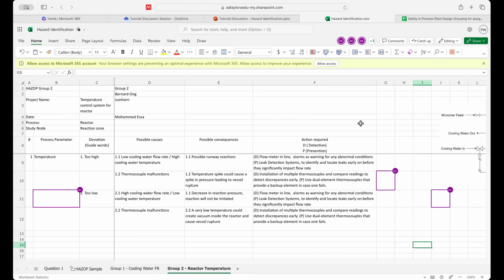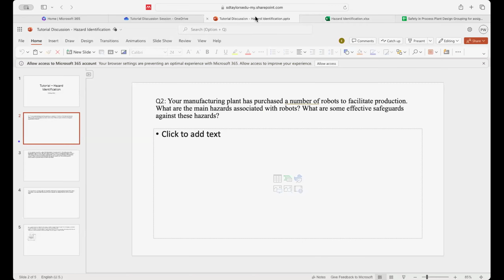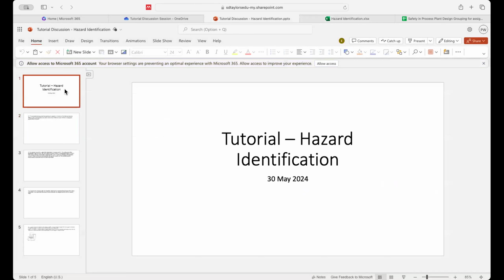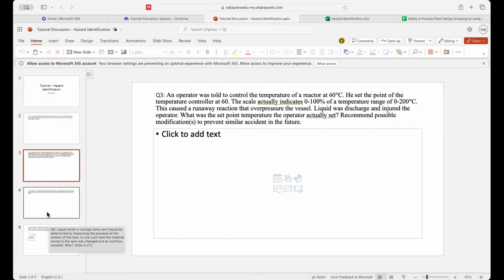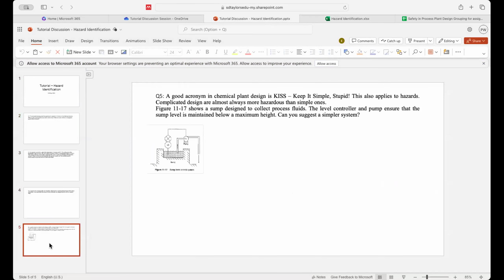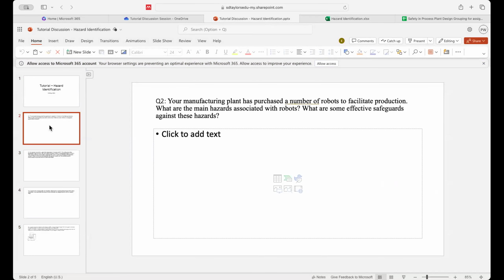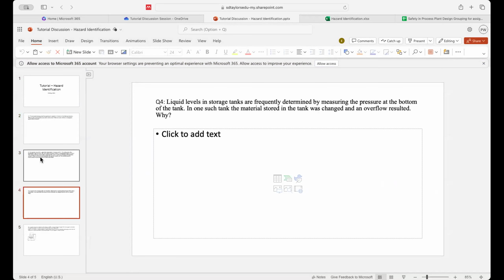So any questions so far on HAZOP analysis? Because we have two parts of it today. HAZOP is only the first part. And then today's topic is mainly on hazard identification. If you look at the tutorial questions, we have another 4 questions in there. So let's see. Now we have 7 of you. What I will do is split you all into 3 groups.